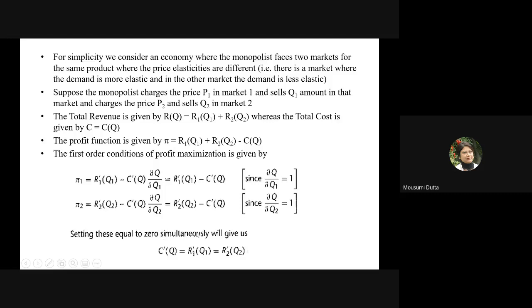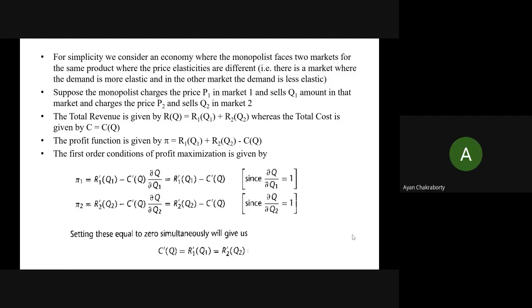So simultaneously, the two first order conditions can be written as marginal cost is equal to MR1 is equal to MR2. Marginal cost is equal to marginal revenue of market 1 is equal to marginal revenue of market 2. Is it understandable, the first order condition? Is it clear to all of you? Ma'am, I have a question, ma'am. Yes, one by one.